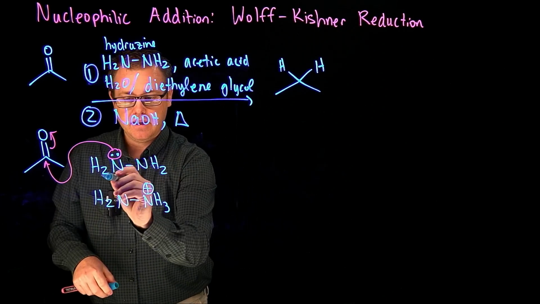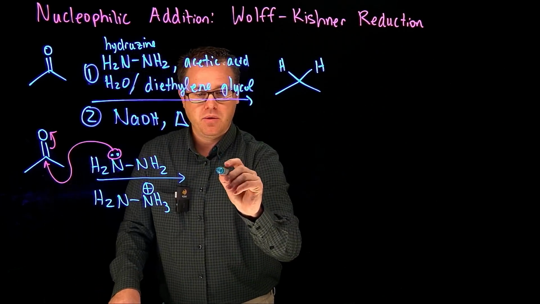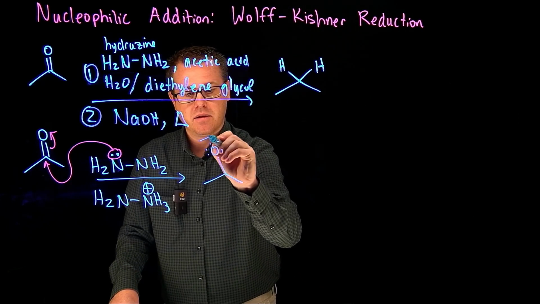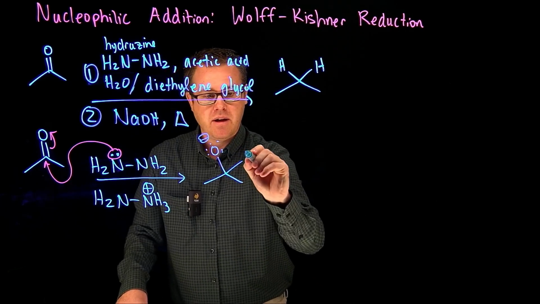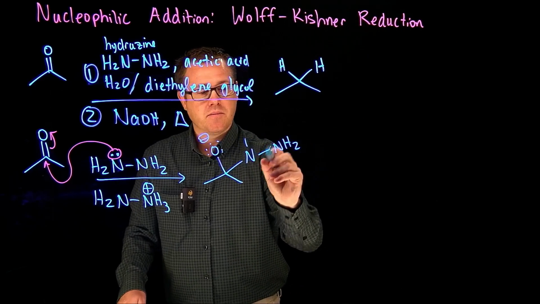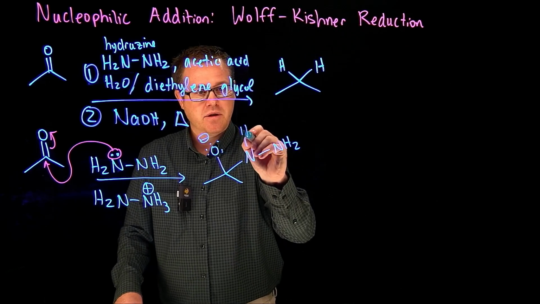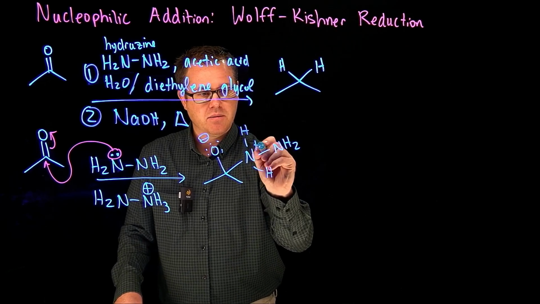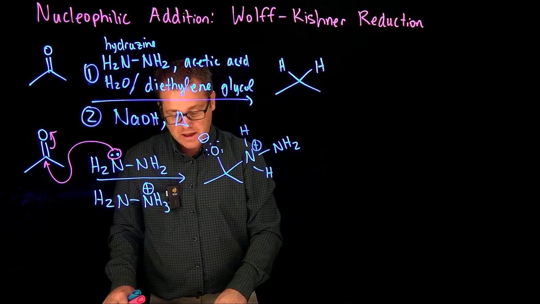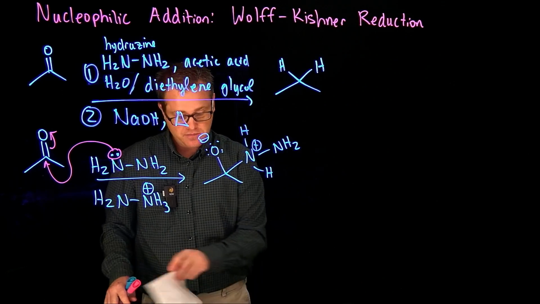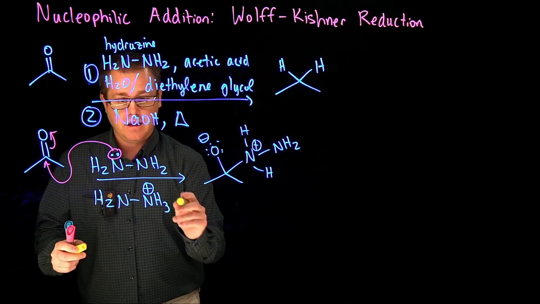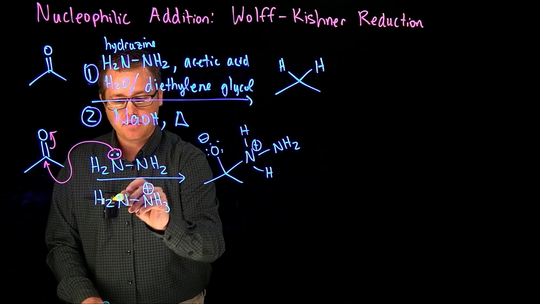Now when we do this, we're going to get this species here, negatively charged, and then we have our nitrogen, and we still have our 2 hydrogens on here, so that's going to be positively charged like so. Now, what is that step right there? Okay. That is our nucleophilic addition step.